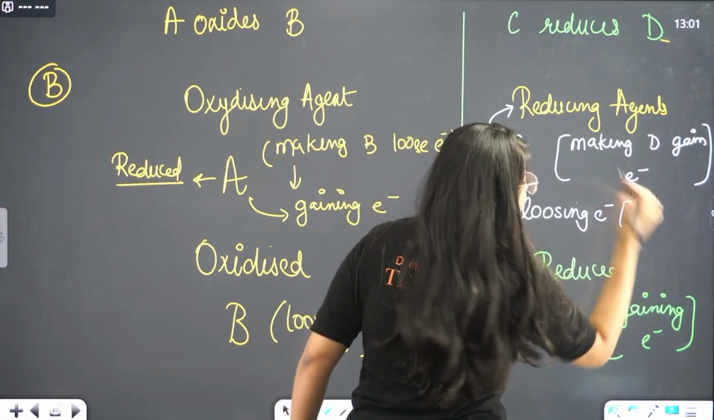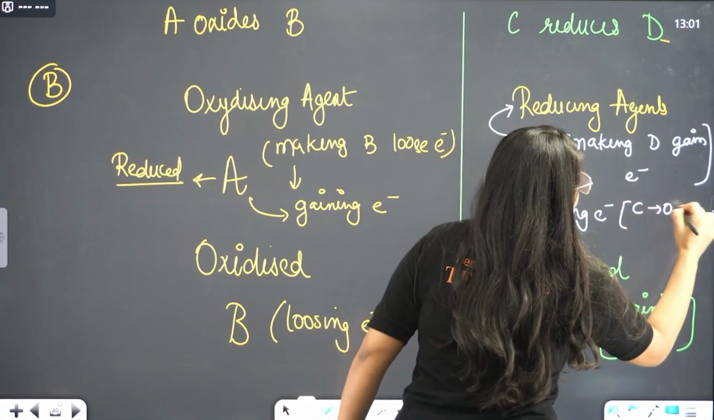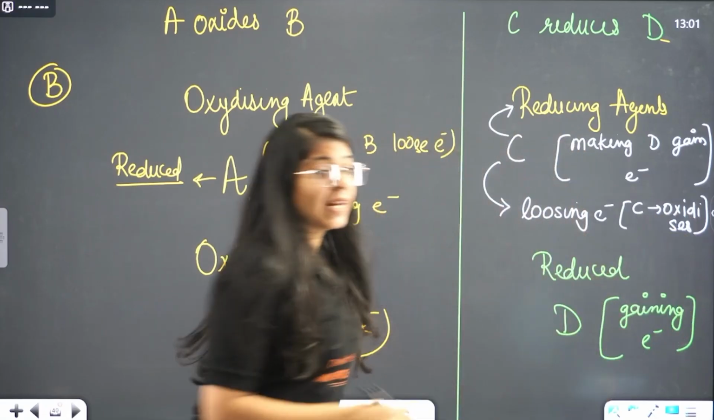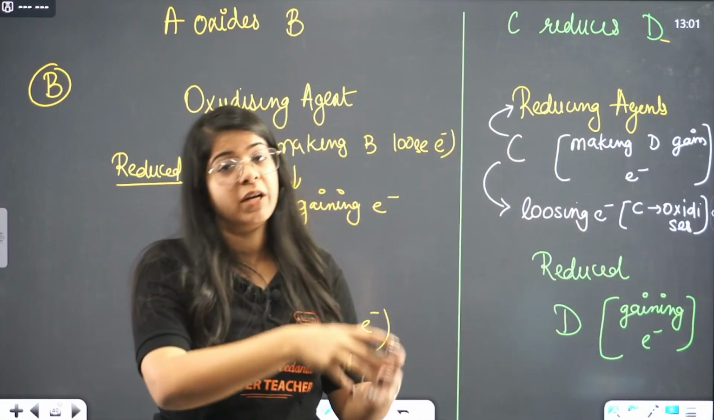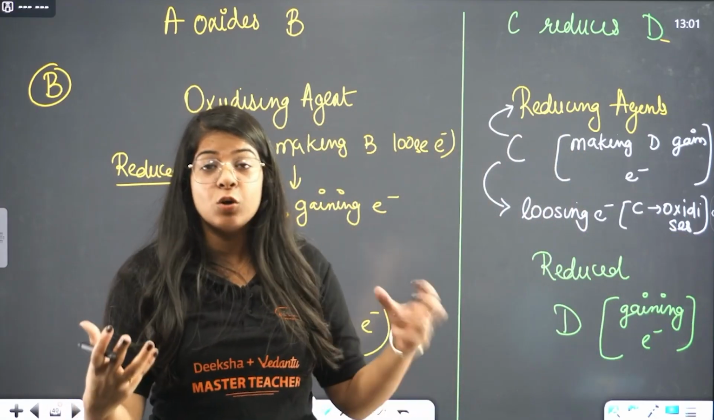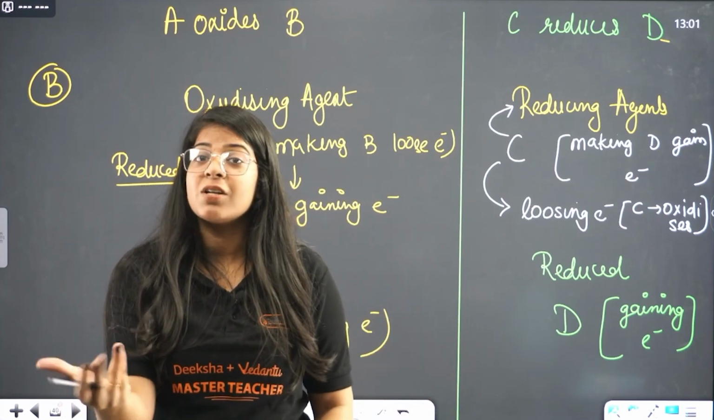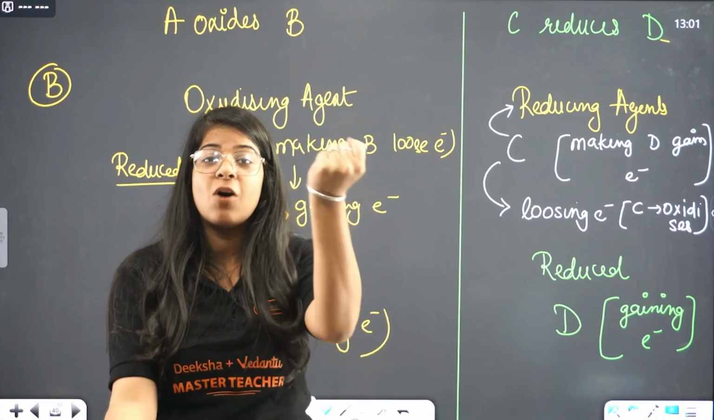That means C itself oxidizes, because oxidation means losing electrons. C is losing electrons, so it oxidizes. It is losing those electrons and giving them to D. D is gaining electrons. Gaining electrons is reduction, so D is reduced, C oxidizes.